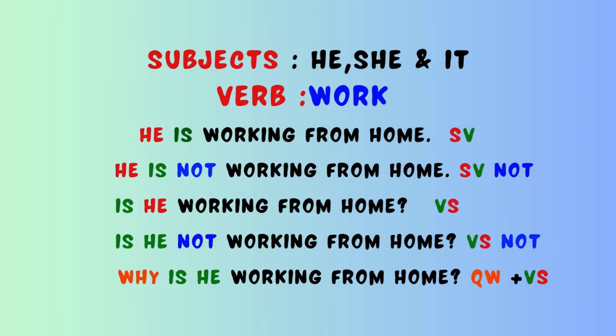Subjects he, she and it. Verb work. He is working from home. SV. He is not working from home. SV not. Is he working from home? VS. Is he not working from home? VS not. Why is he working from home? Question word plus VS.